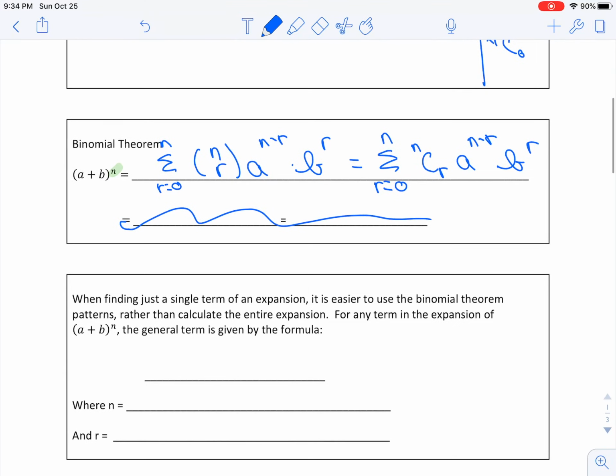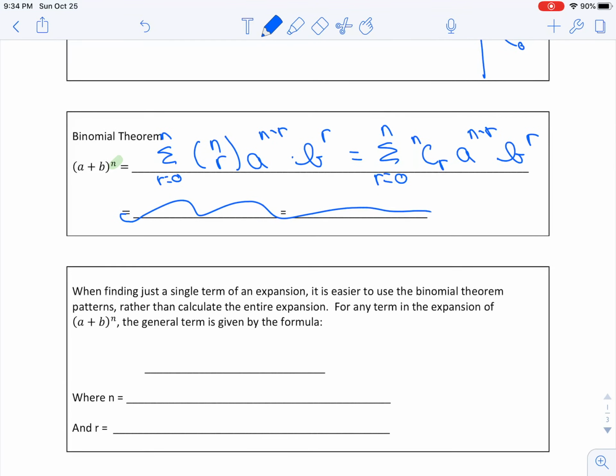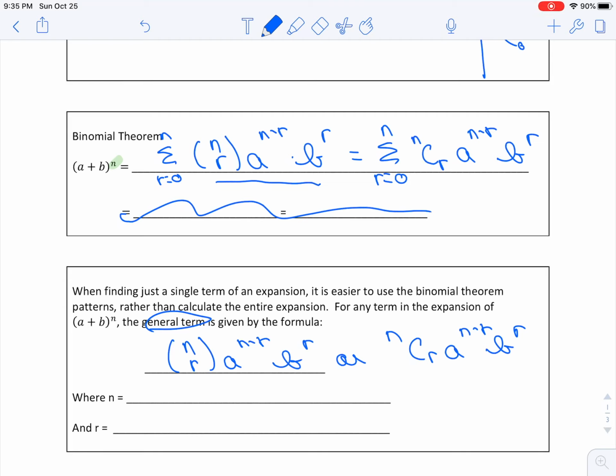So then, if you're just going to find a single term of the expansion, one of these terms, not all of them, just remember that the single term, or what we call the general term of that expansion, is n choose r times a to the n minus r, b to the r, or, as we just saw, nCr, a to the n minus r, b to the r, right, where n is the binomial power. It's what power you're raising the binomial to.